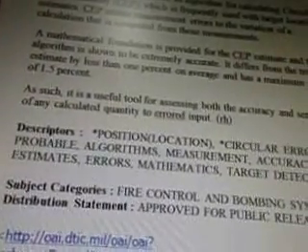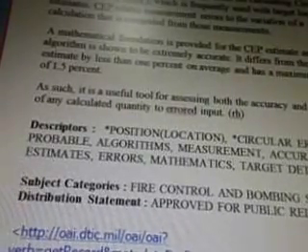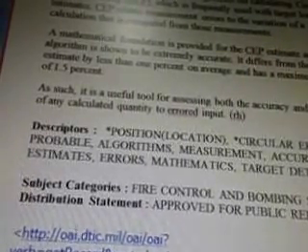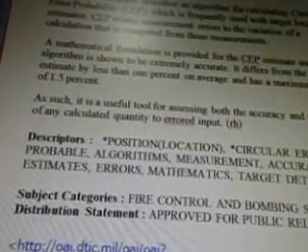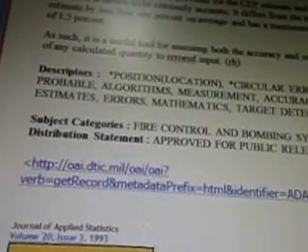It differs from the true CEP estimate by less than 1% on average and has a maximum error of 1.5%. As such, it is a useful tool for assessing both the accuracy and sensitivity of any calculated quantity to erroneous input. Descriptors: position, location, circular error, probable algorithms, measurement, accuracy, estimates, errors, mathematics, target detection. There we go. How did I know? So it's fire control and bombing systems, approved for public release. So obviously it's got something to do with some sort of missile thing.